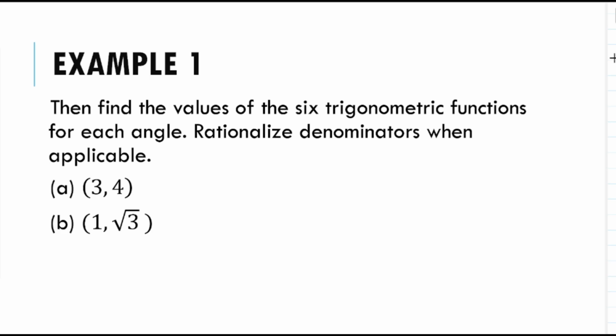So let's look at the example, guys. Find the values of the six trigonometric functions for each angle. Rationalize the denominator where applicable. These definitions are taken from what is known as a unit circle. So these are taken from a circular measure.